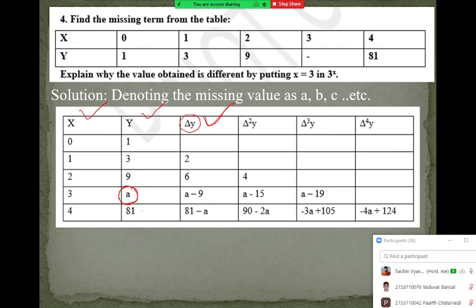No, sir. Okay. So similarly delta square y, delta cube y, delta 4 y, all the higher order differences are calculated. My mistake, 6 minus 2 is 4. a minus 9 minus 6 is a minus 15, and so on. Lastly, minus 3a plus 105, minus a plus 19. This is the value we got by next value minus same value, that way. So this is the fourth order difference.